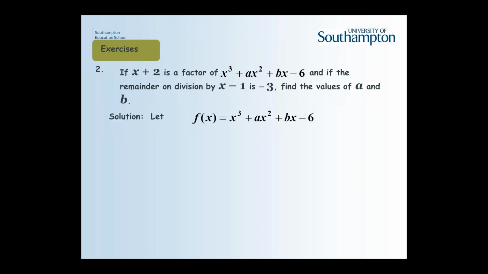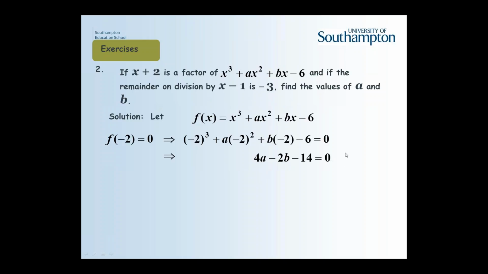The remainder theorem is most commonly used just to set up simultaneous equations. They tell you some things that you know. So they told you x plus 2 is a factor of this, and that if you divide by this, you get this remainder. So we know that f of minus 2 is 0. If we sub minus 2 into here, we end up with an equation involving a and b. We also know that x minus 1 gives this remainder. So instead of f of minus 2 equaling 0, we now know that f of 1 equals minus 3.